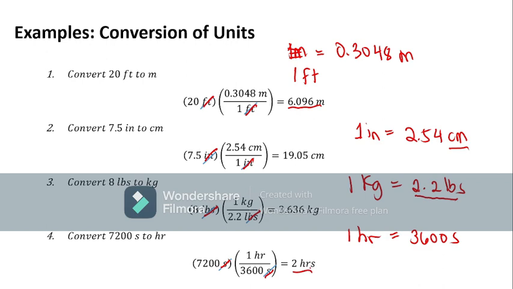So, this is your answer. So, that's it. That's how you use the term dimensional analysis. We cancel the units in order for us to arrive to the desired unit. So, yung desired is always located sa numerator. Yung given na unit dapat nasa denominator yung conversion factor natin na yun.